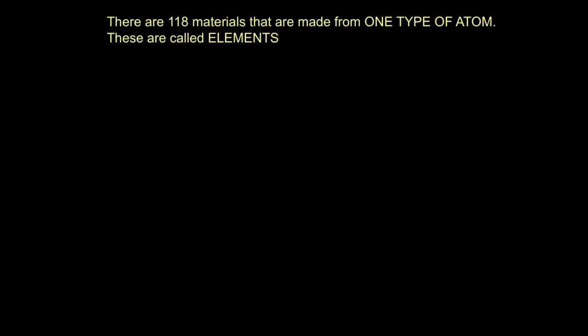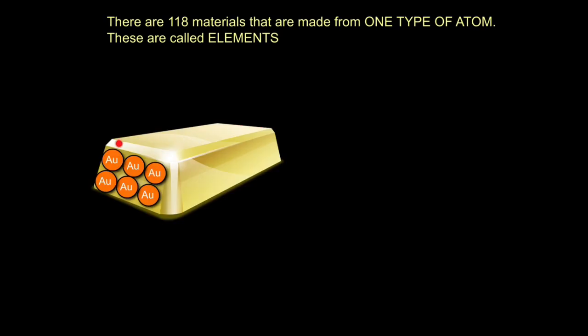So that's compounds, but there are about 118 materials that we've discovered in this universe, not just the Earth, that are made from one type of atom. These are called elements. So you can see this bar of gold is only made from gold atoms. The chemical symbol for gold is Au. If I was to break this gold bar down into smaller pieces, it would still only be made of gold atoms. We couldn't break it down into anything simpler. That is why gold is an element.